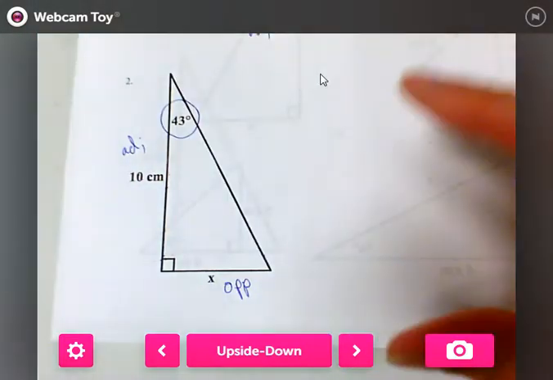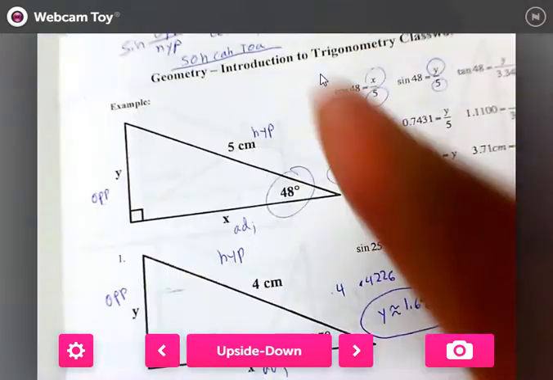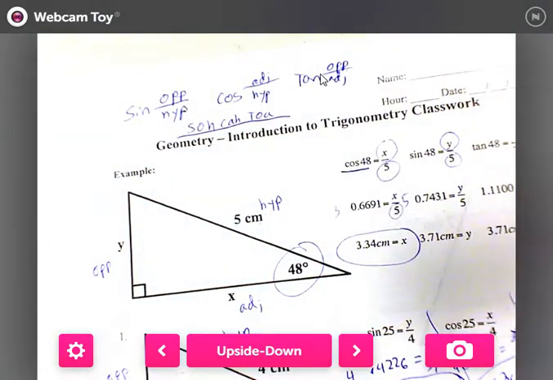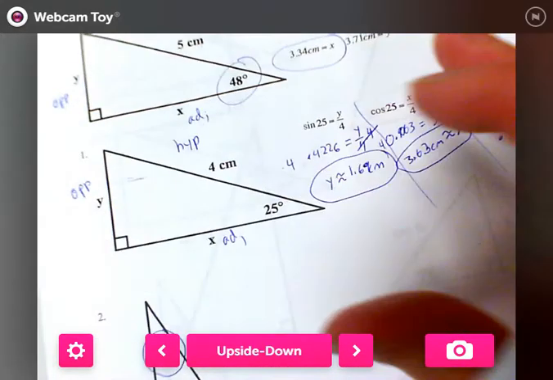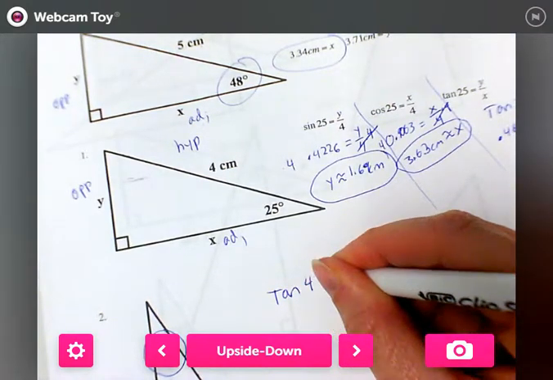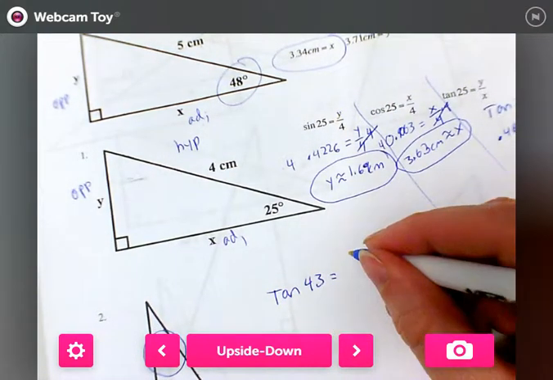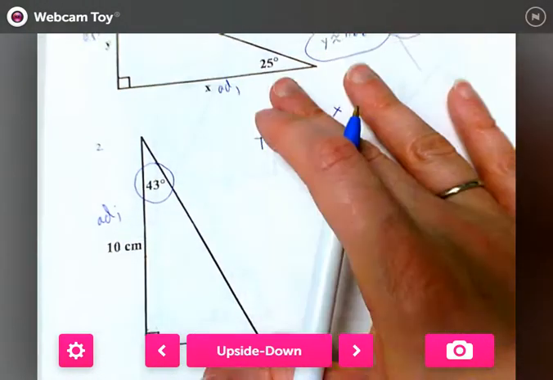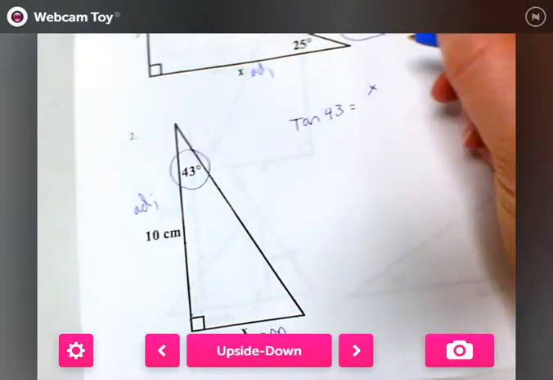Okay, so I've got opposite and adjacent. Which one of these, sine, cosine, or tangent, uses opposite and adjacent? Tangent. So I'm going to set this up. I'm going to write tan of 43 equals my opposite. That's how I know x goes on top, over my adjacent, that's 10.